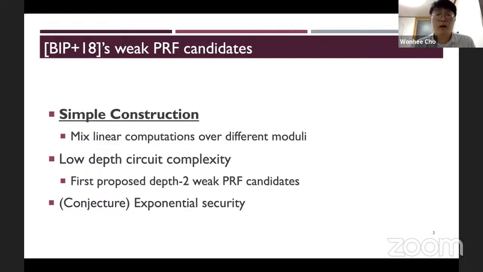Their weak PRF candidates have many contributions. They are very simple constructions. They just mix linear computation over different moduli, and they have low depth circuit complexity. They first proposed depth 2 weak PRF candidates. And also, they are assumed to have exponential security.